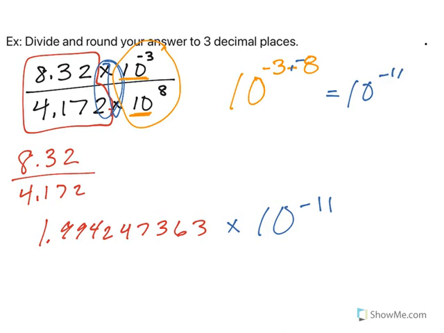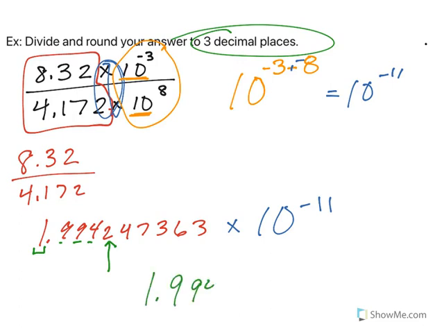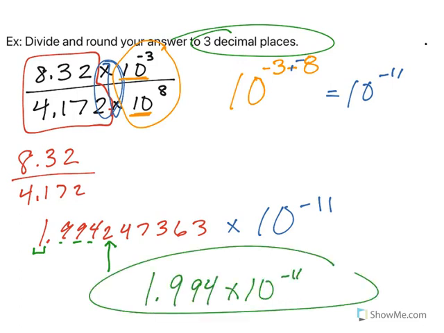So thinking through this, is this still in scientific notation? Well, in this case, yes, because we're between 1 and 10, so that's good. So I'm ready to round to 3 decimal places. So 1, 2, 3. I look at the 2. 2 is less than 5, so I round down. So my final answer is 1.994 times 10 to the negative 11th.